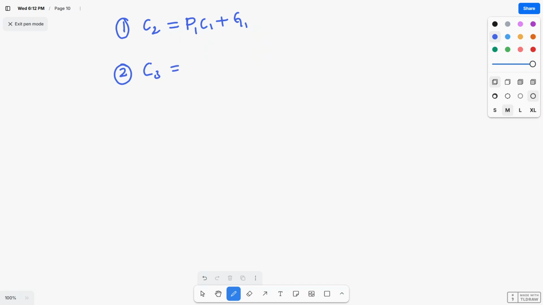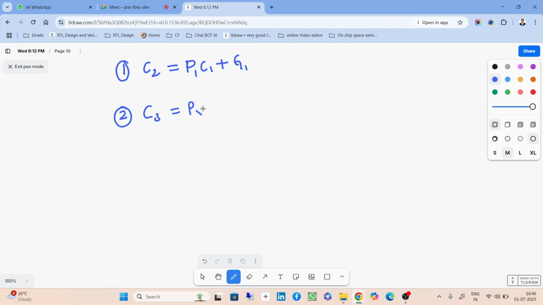C3 equals P2 P1 C1 plus P2 G1 plus G2. Okay. Next, third.